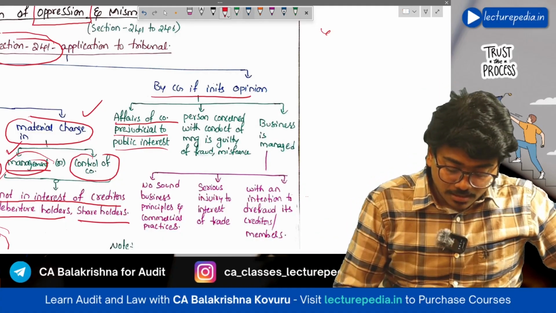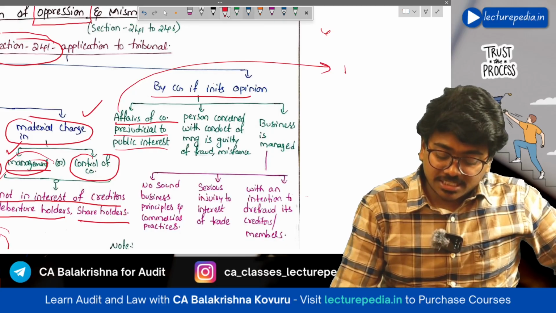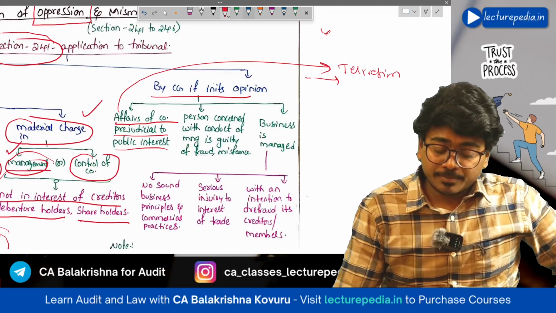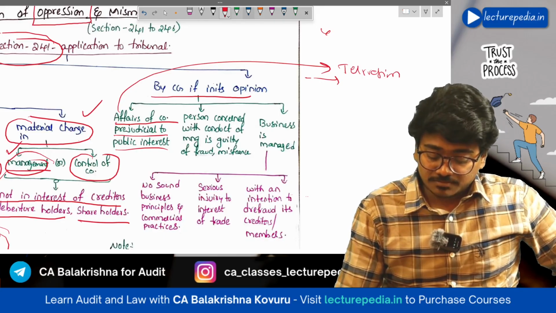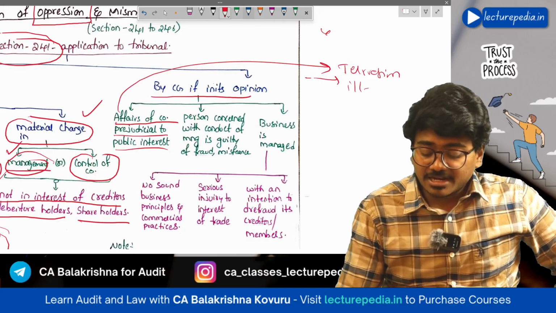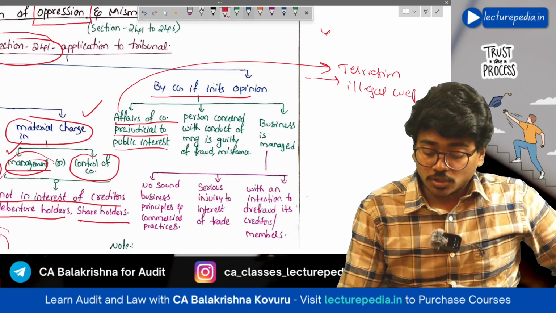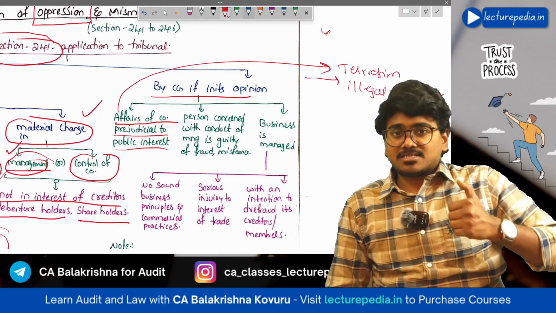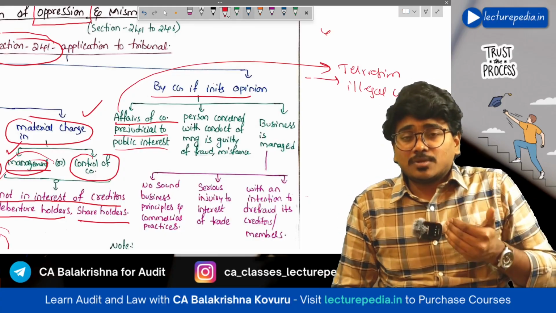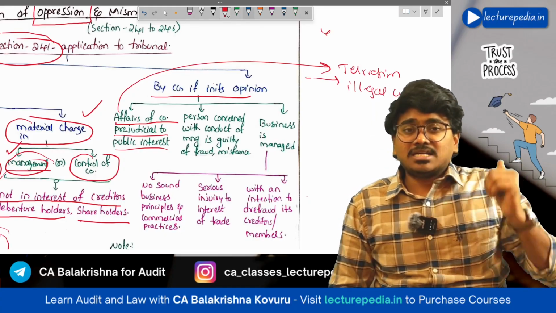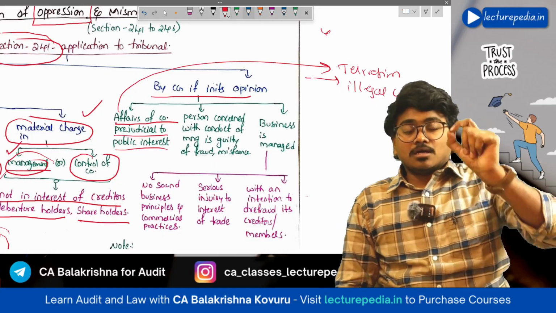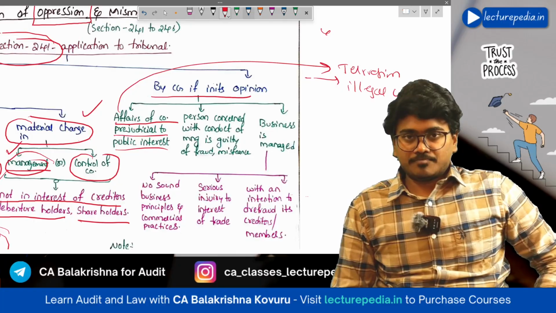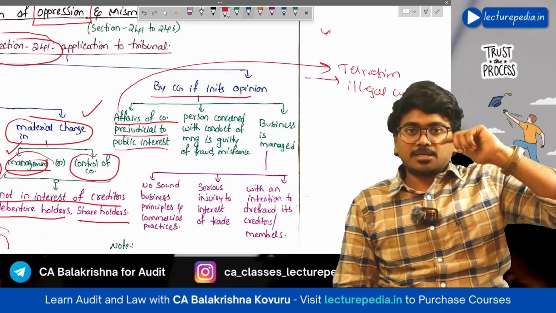Let's say this company is involved in some terrorism activities, or this company is manufacturing some illegal weapons. So these kinds of activities are against the public interest, right? So in this situation, the central government itself will file an application to the tribunal under section 241 against the company. Here the application will be a mismanagement application.